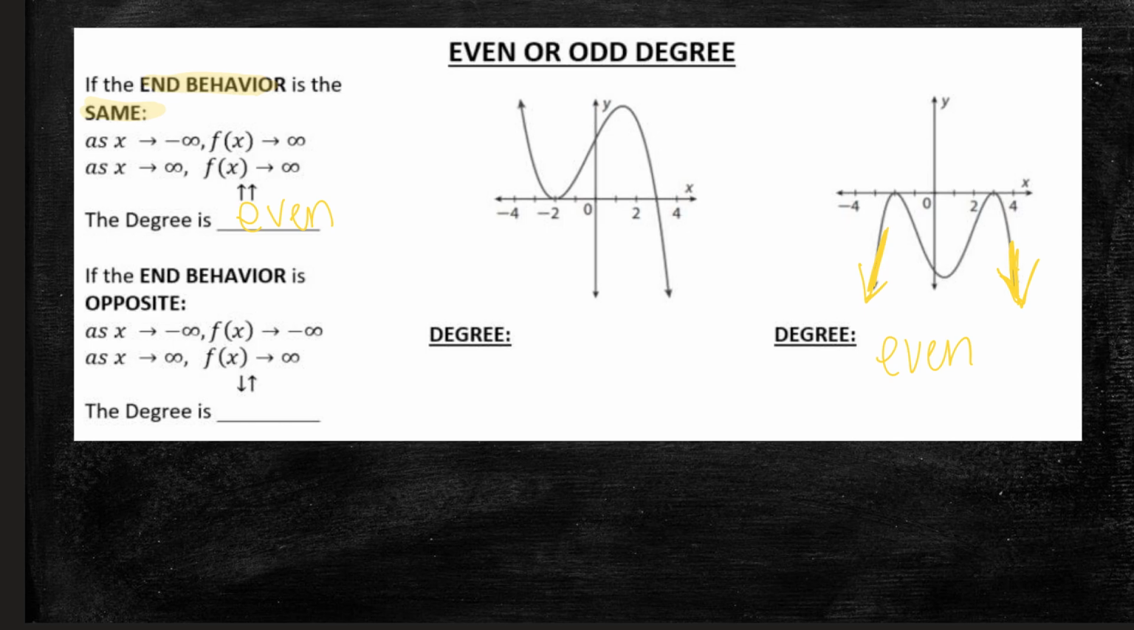If the end behavior is going opposite directions, so you have one going down, one going up, then the degree would be considered odd. So I always think of odd, opposite, they go together. And so this would be an example of an odd degree polynomial because the right side goes down while the left side goes up. So opposite directions is going to be an odd degree.